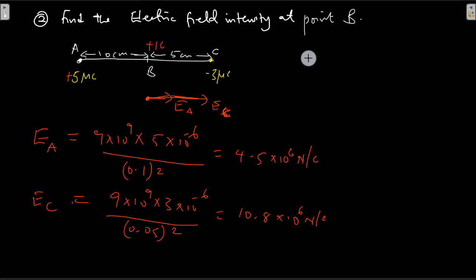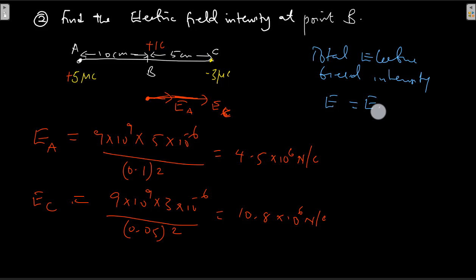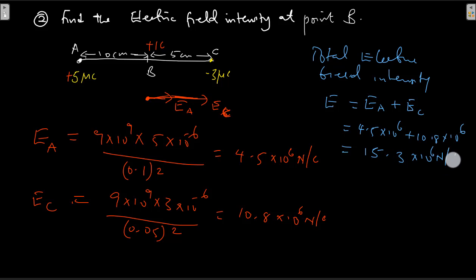So our resultant electric field intensity, or our total electric field intensity, let's call that E. It's actually going to be EA plus EC, because they're all in the same direction. So we'll have 4.5 times 10 to the 6 plus 10.8 times 10 to the 6. If you do that, you'll have about 15.3 times 10 to the 6 newtons per coulomb. So that's our resultant electric field intensity.